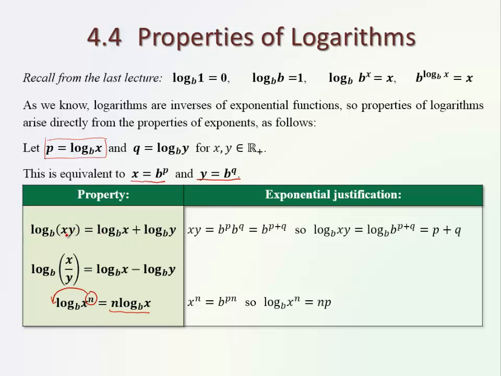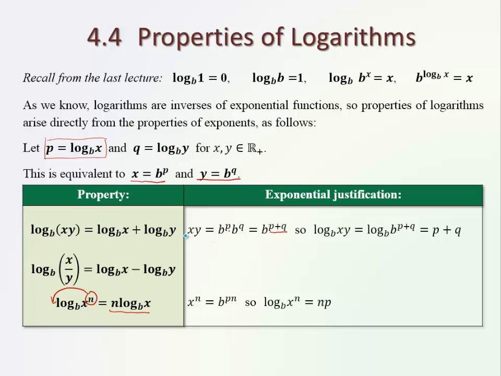Start with the conversion of log of product into sum of logs. Well, if we start with the product x times y, and x is b to the p, and y is b to the q. But if we multiply powers with the same basis, we're supposed to add exponents. Okay, but what's p plus q? P plus q is the same as log x plus log y.